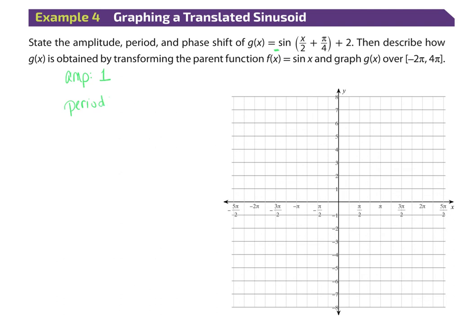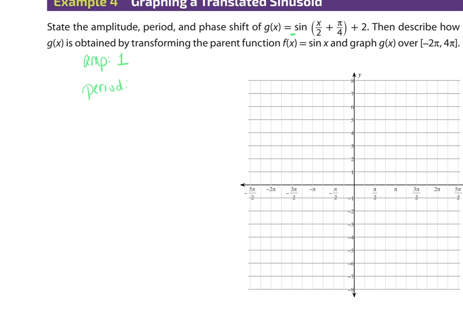My period. All right, so my b is on the inside. That actually doesn't matter for period. Either way, I'm going to say 2 pi over... let's look and see, x over 2. What's in front of the x? Yeah, so 2 pi over 1/2, right? Everybody see that? So keep, change, flip. 2 pi times 2, this guy's going to be 4 pi, all right?